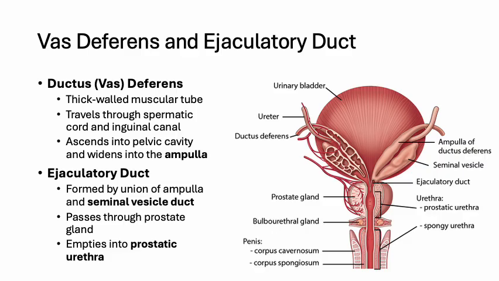This short duct pierces the prostate and empties into the prostatic urethra. During ejaculation, rhythmic muscular contractions push sperm and glandular secretions into the urethra, preparing the mixture for final delivery. These connections highlight the precision and timing needed for successful semen transport.